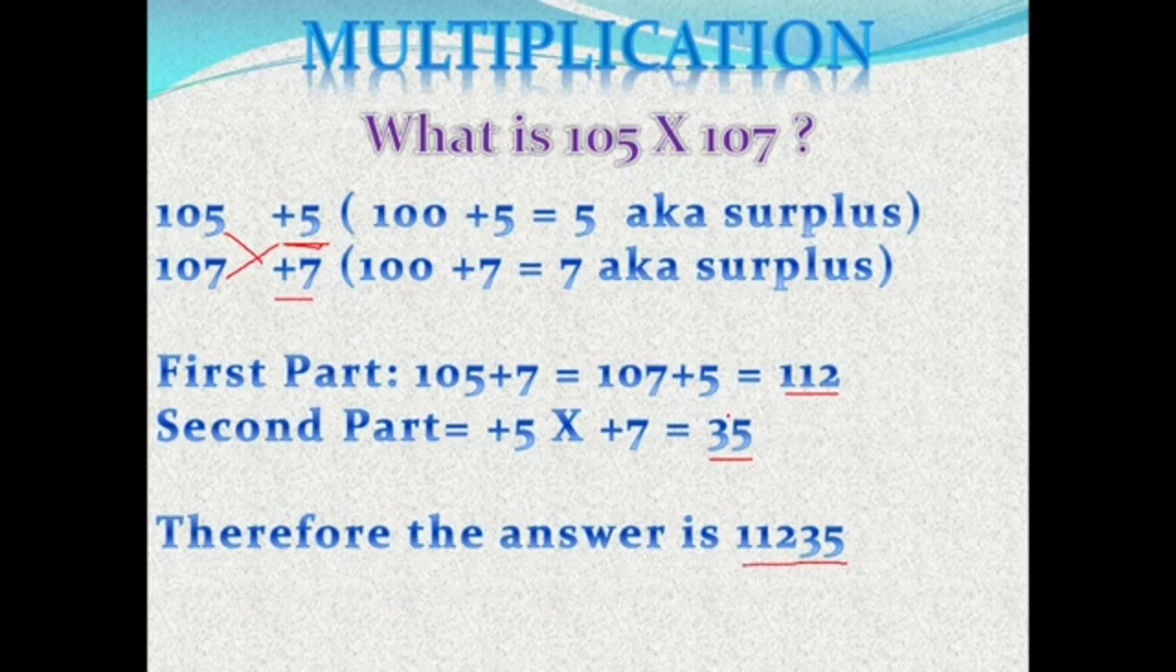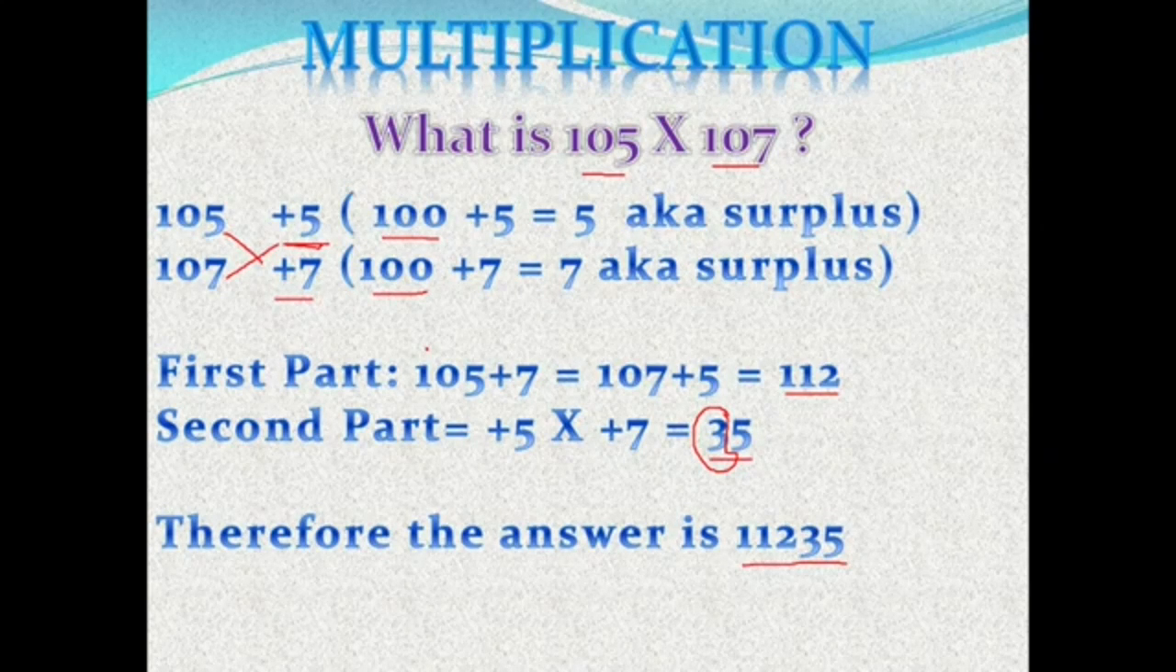Here the doubt we will get is, why are we not considering the 3 as a carry? Because here 105 and 107 are near to 100, which means the part that I am going to write here will be of 2 digits. Even if I get a single digit here, I have to put a 0 here. In the earlier case it was a 10, right? Now here I am doing the same for 100.